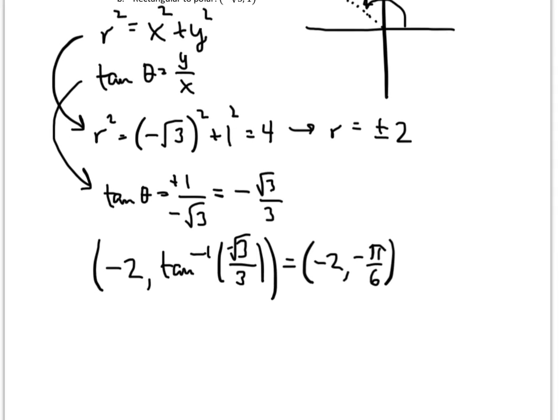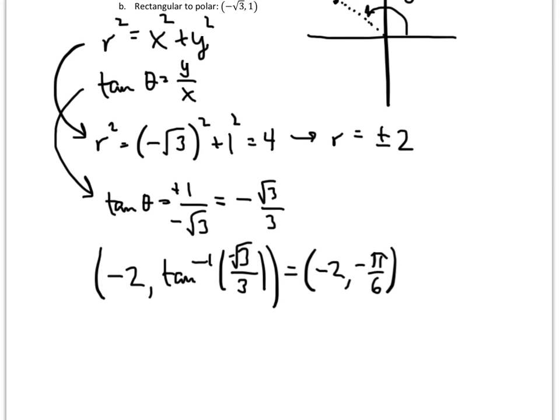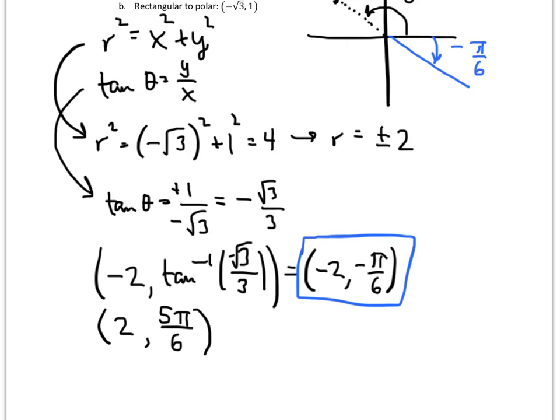But another option is to use the positive value of r, but then think about what that angle would actually be. Again, we're thinking about which angle in quadrant 2 this is. Well, if the angle that we got in quadrant 4 was minus pi over 6, that means that the angle in quadrant 2 that we're looking for would be 5 pi over 6. Again, just thinking about some trigonometry there. So this is a possible solution, totally correct, and this is another possible solution, also totally correct.